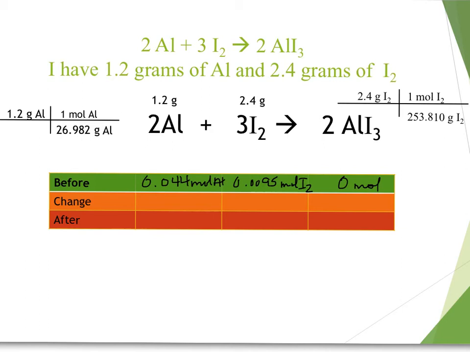which one's limiting. So 0.044. Especially when you get to numbers like this one, it sometimes is a little more difficult to see what the ratio is going to become. So I like to do my molar ratio. 2 moles aluminum, 3 moles iodine. So 0.044 divided by 2 would be 0.022 times 3, 0.066.